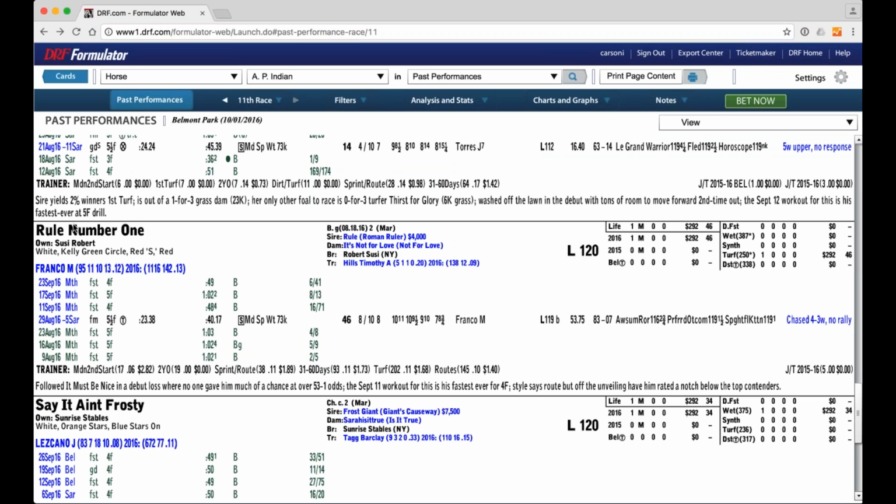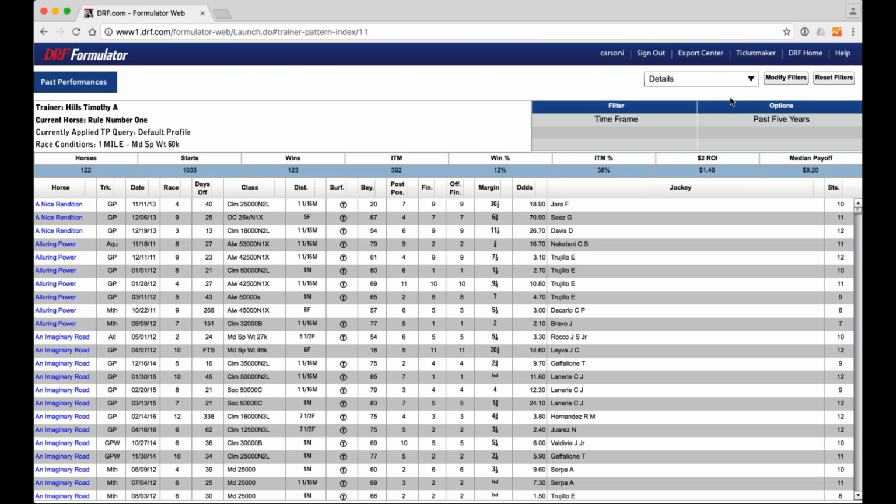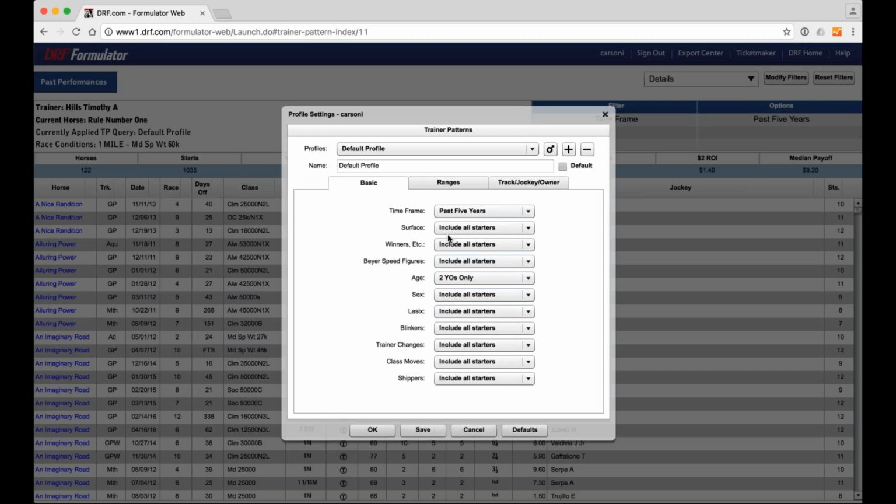If you look in the regular PPs, the classic PPs, it says that Timothy Hills is 0 for 19 with 2-year-olds, okay? But that's going only back to the beginning of 2015. Has he always been like that, or is it just a kind of a fluke? So I'm going to go with him back into his trainer pattern and modify the filters and say age, I'm going to go to 2-year-olds only, but this is going to be for the past 5 years, as you can see there.